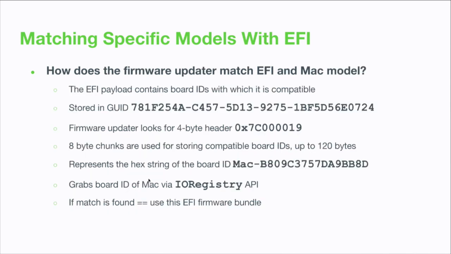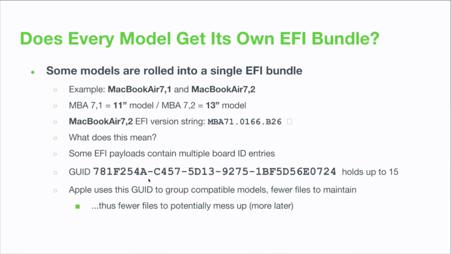So how does the EFI updater actually figure out what to use? The EFI payload actually contains board IDs in a specific GUID. In this case, this GUID here, we just cracked open EFIs and started looking for references, and that is where they are stored. There's a header there, and 8-byte chunks are basically used to record the compatible board IDs for these, which are grabbed by the IO registry API. And if a match is found between the system the updater is running on and that which is contained in the EFI payload, we have a match.